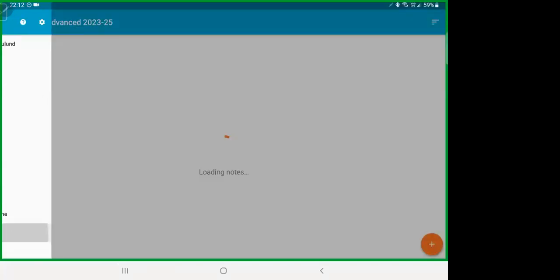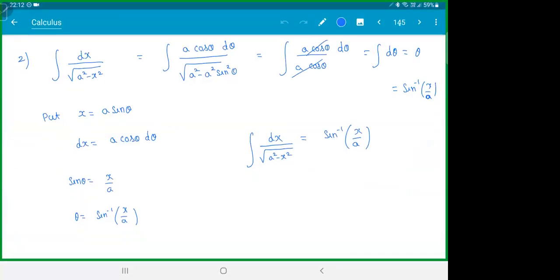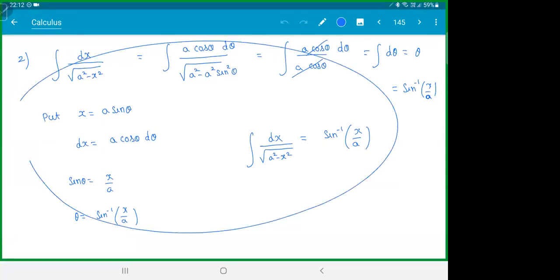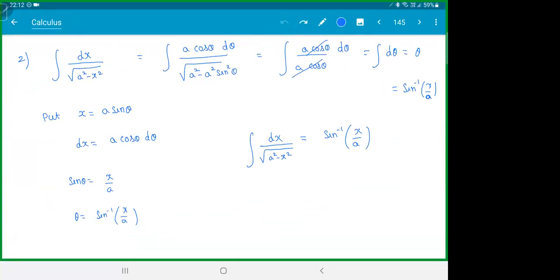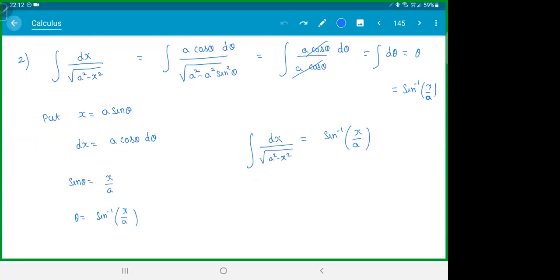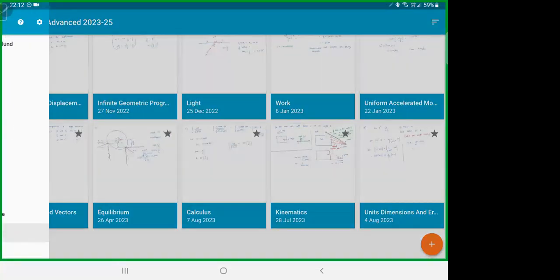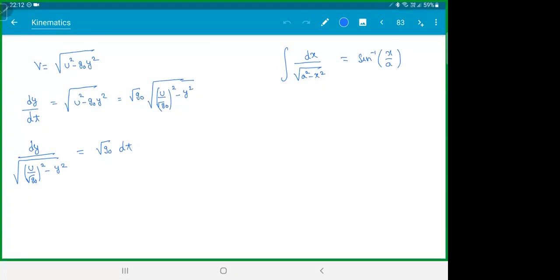There are notes. Yeah, this one, page 145. Check this out. Integration by substitution: dx by root over a square minus x square is sine inverse x by a. Page 145. I'll just send the calculus notes in the group again in case someone doesn't have it.